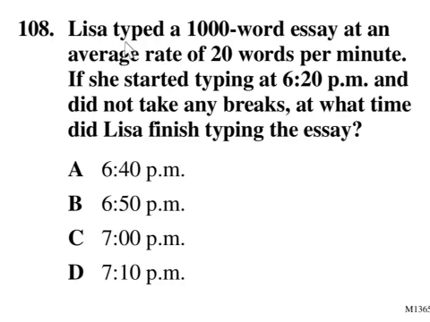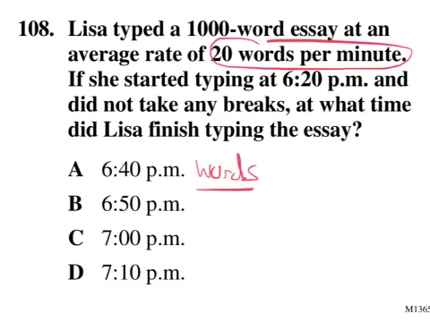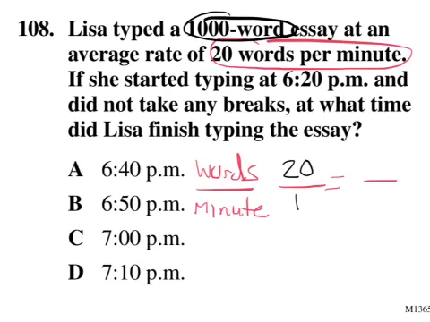All right, Lisa typed a 1,000-word essay at an average rate of 20 words per minute. She started at this time and did not take any breaks. At what time will she finish typing? So the first question is, here's my rate. Aren't we doing words per minute? If I set up a proportion, isn't that 20 words in 1 minute? Words per minute. And don't I want 1,000 words? Isn't words the top? Don't I want to know how many minutes it would take?